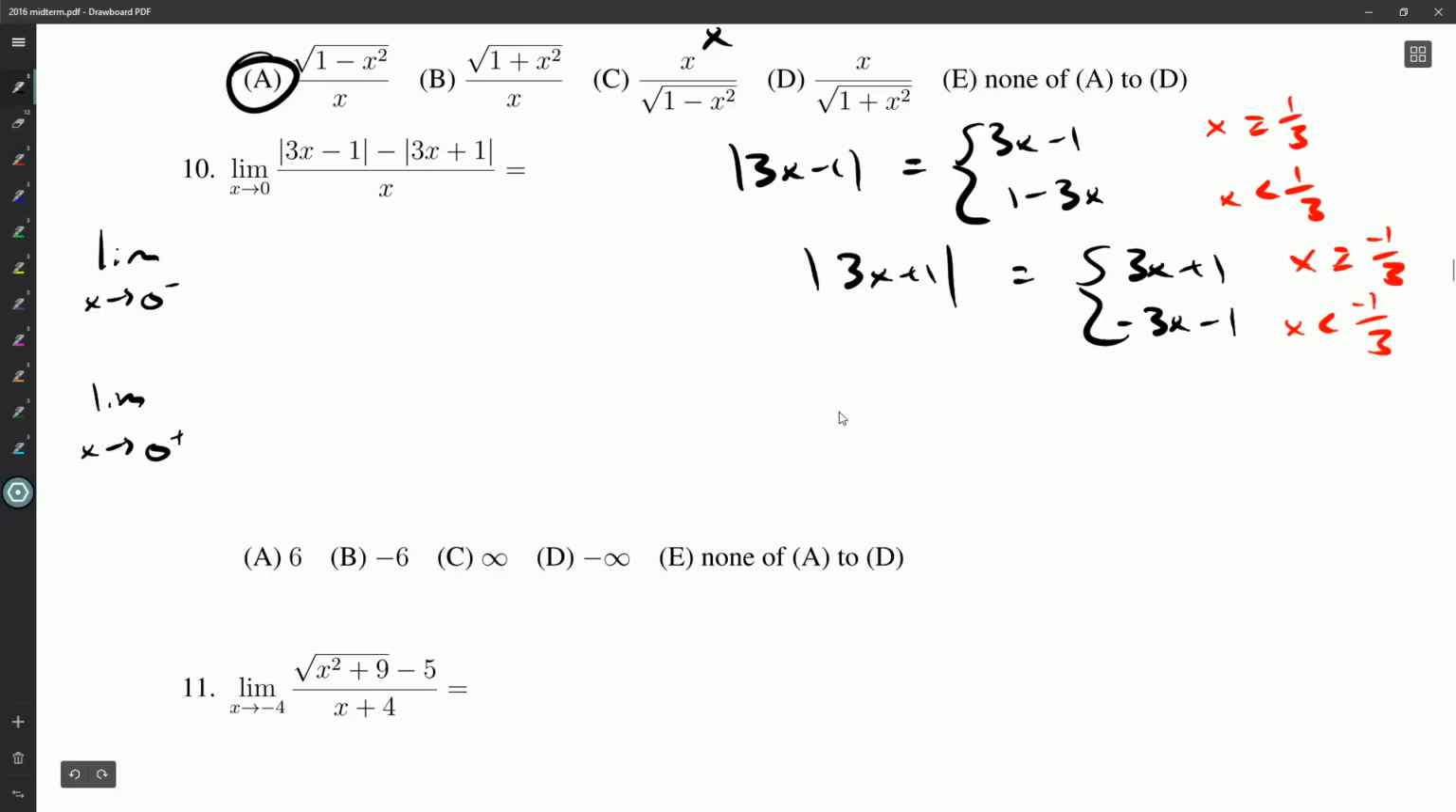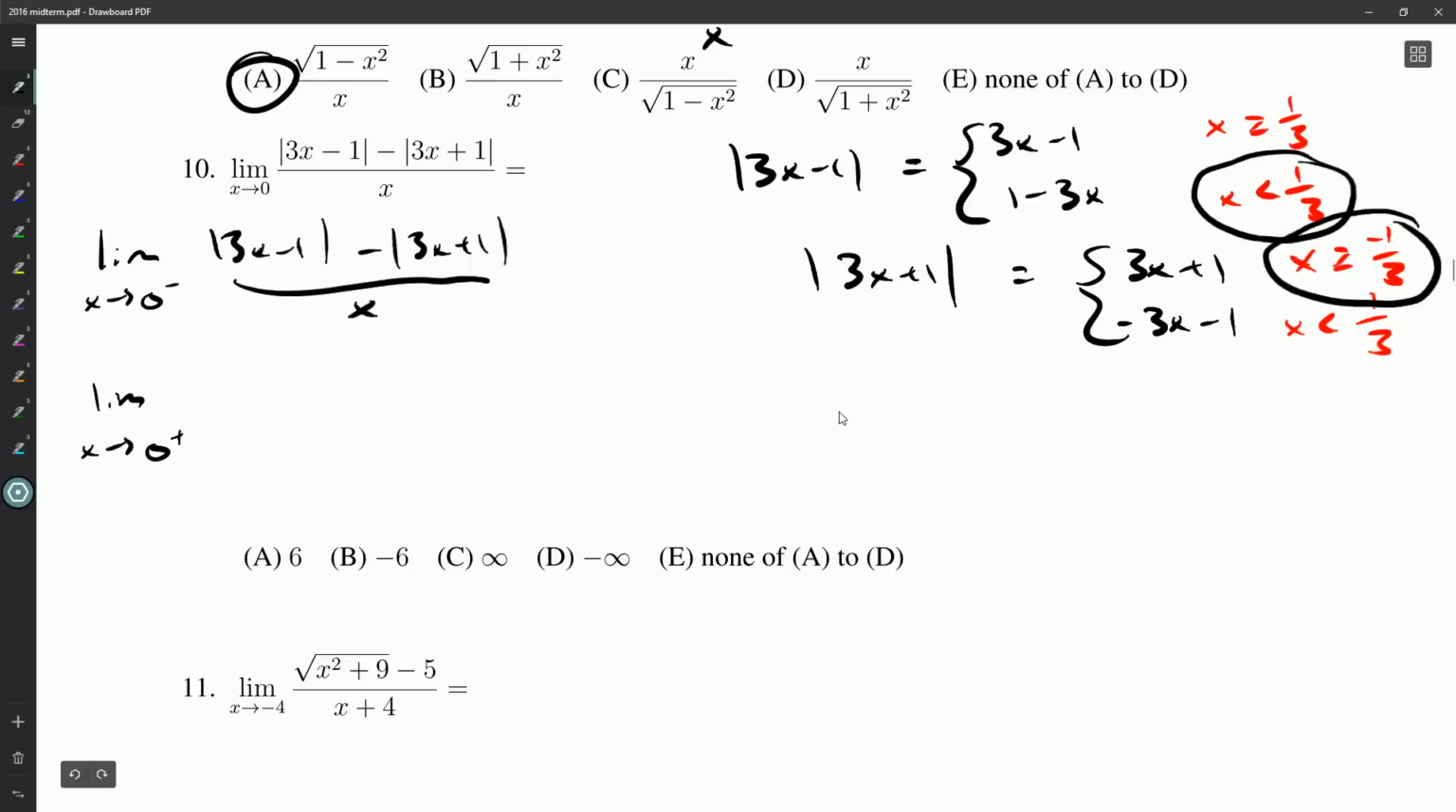Well, for our first limit, our values of x are approaching 0 from below. So as we get closer and closer to 0, we're looking at negative numbers that are getting closer and closer to 0. Negative numbers are still less than 1/3. And negative numbers that are getting close to 0 are eventually greater than or equal to negative 1/3. And this allows me to simplify these absolute value expressions, get rid of the absolute values entirely.